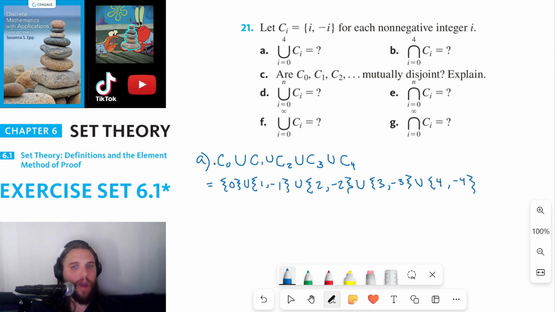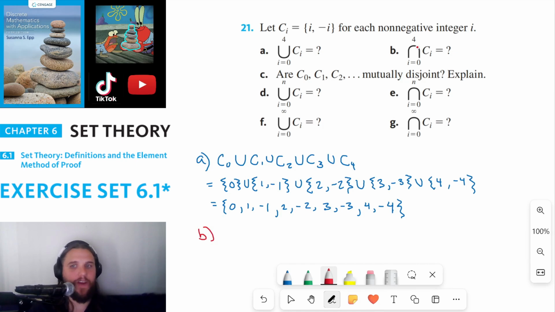Now we can rewrite all of these C sub i's in list notation, where we list out all the elements. And keep in mind that C sub 0 is just the set containing 0 because 0 and negative 0 are actually the same element. They're both just 0. So union just means to combine. So we just have to combine all of these elements together into one set. And that is the result of part A.